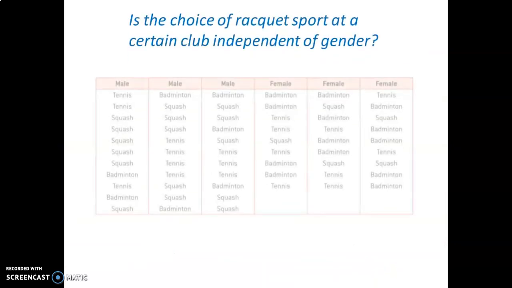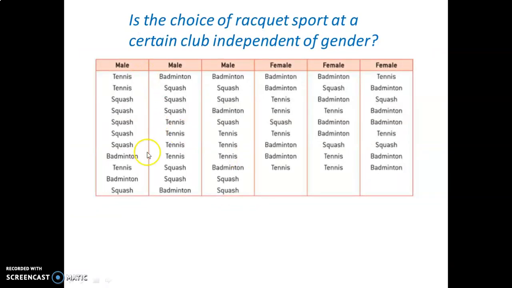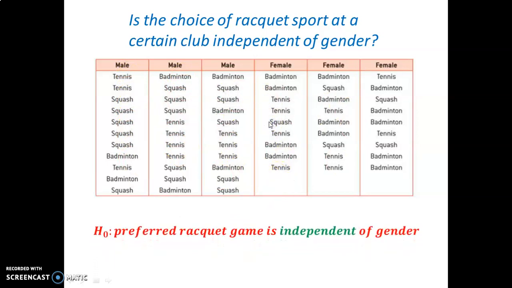Let's check some data. So that question, and here's some data we have. So let's say somebody took a survey at their local club, and they took a survey of one male group, another male group, another male group, and then 3 female groups. And these are the choices made by all the members, what their favorite racket sport is. So we have all our raw data there. When we have raw data, it helps to put it in a form that is easier to see, and we'll do that in a minute in a table format.